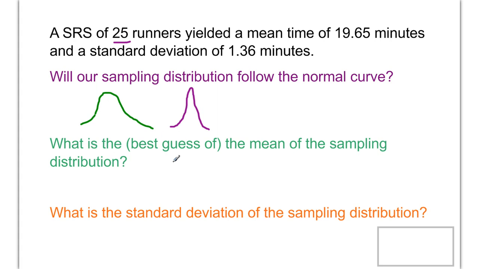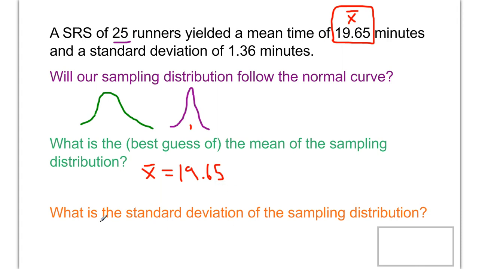Next question, what is the best guess of the mean of the distribution? Well, we don't know the population mean. We don't have data on the whole population, but our best guess is always going to be the average that we're given from our data. So this value right here, we call this x bar. That's the average from our sample. That's going to be our best guess of the mean. We always use x bar to guess what mu is if we only get one guess. So we'd say 19.65.